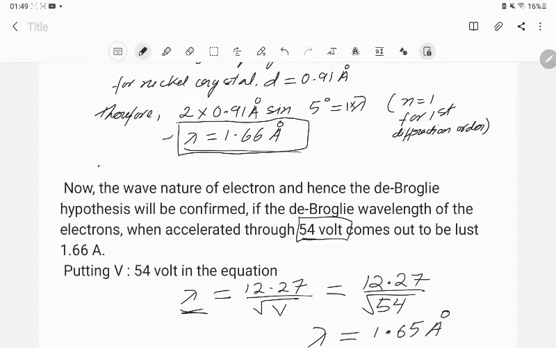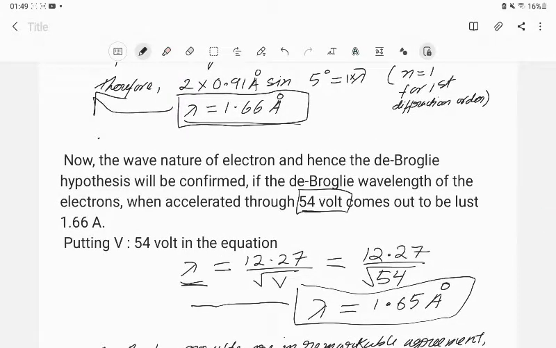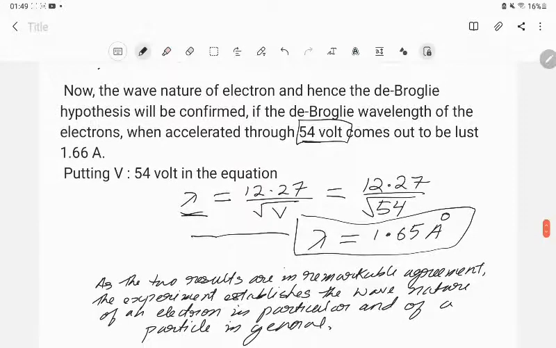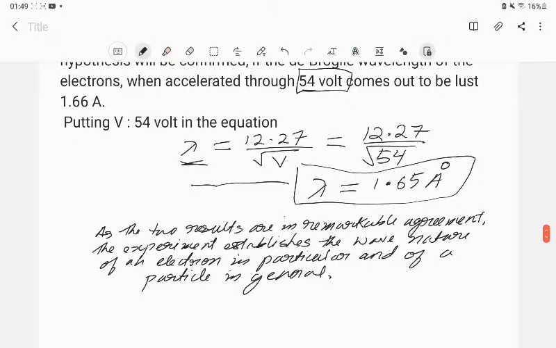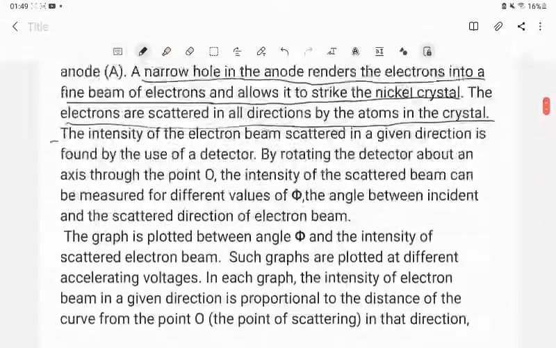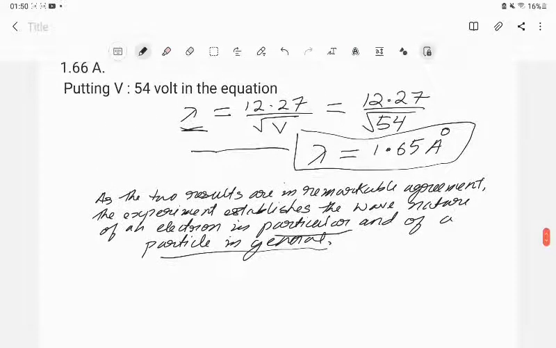This lambda we got from the Davisson and Germer experiment, and this lambda from the de Broglie hypothesis, the de Broglie equation. So are both lambdas the same or not? One is 1.66, the second one is 1.65, so this is the same only, right? As the two results are in remarkable agreement, the experiment established the wave nature of electrons. Electron is what? A particle, no? So this proves that electrons or particles have wave nature also.